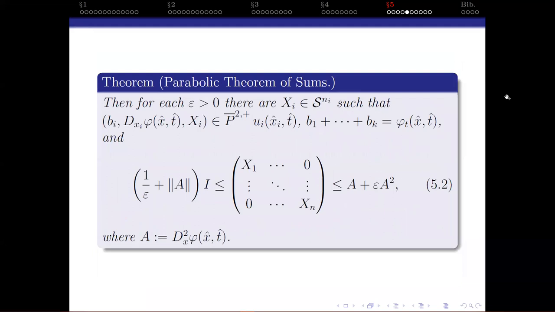We're going to have entries in the closure of the jets. We're going to have a matrix bound 5.2. And the only other major difference is that we're going to have in each of the jet entries, or the jet closure entries, a time component bi for each function ui. And the information we have about the numbers bi is that if I add b1 through bk all together, the result is the t derivative of the function psi.